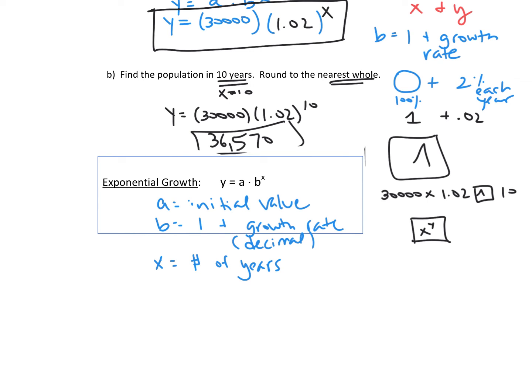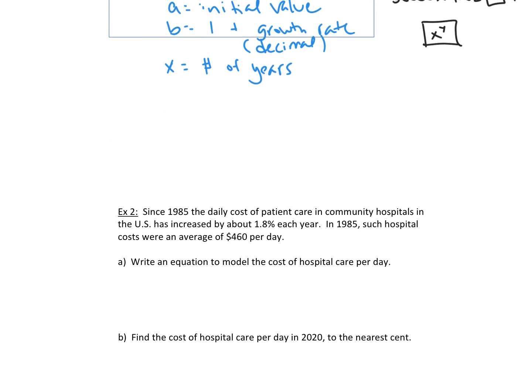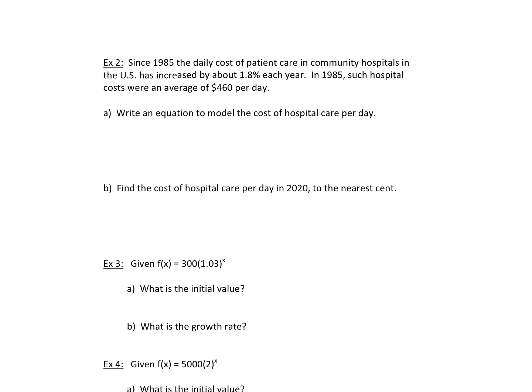Okay, so in the second example, they talk about healthcare costs. In 1985, the daily cost of patient care in community hospitals in the U.S., since 1985, it's increased about 1.8% each year. In 1985, the costs were an average of $460 per day. So first we're writing an equation in terms of x and y again. Maybe take a minute to pause the video and write that equation.